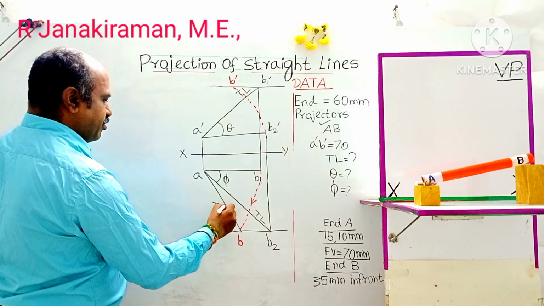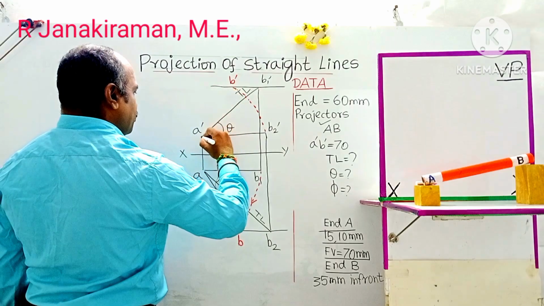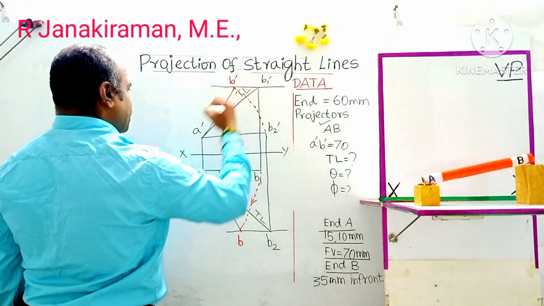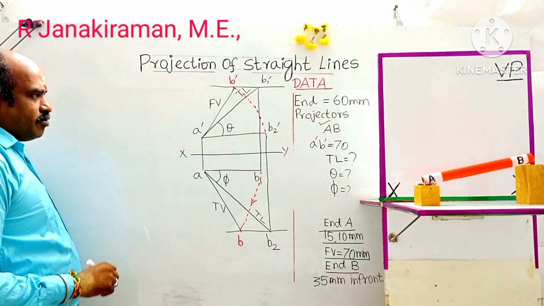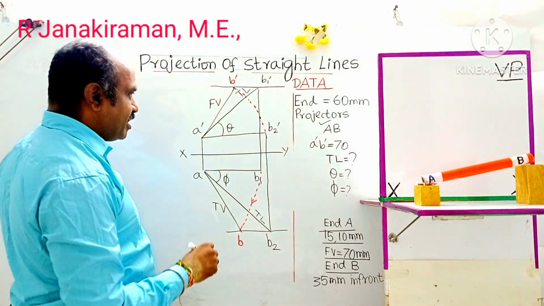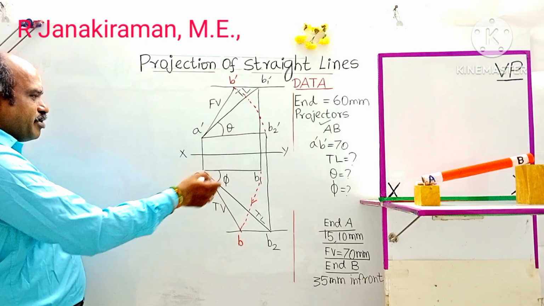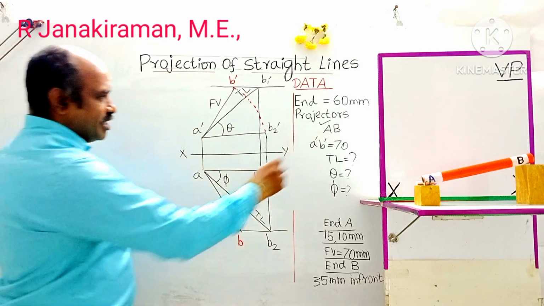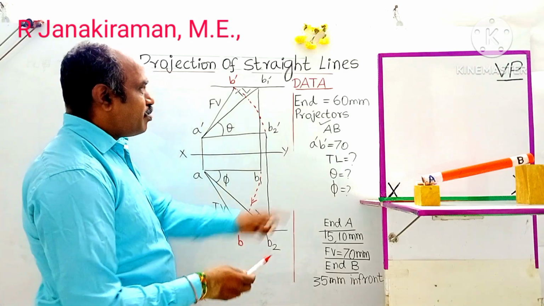Similarly, join A dash and B dash, which is the final front view, called projections, FV. Okay. Next, what is an end projector? These are the usual notations followed. With this as reference, we are going to draw the FAT diagram using the following data. So what is called an end projector?